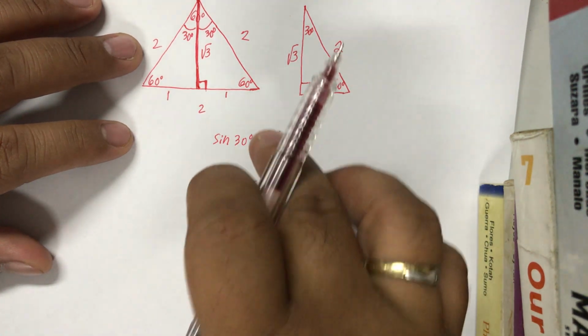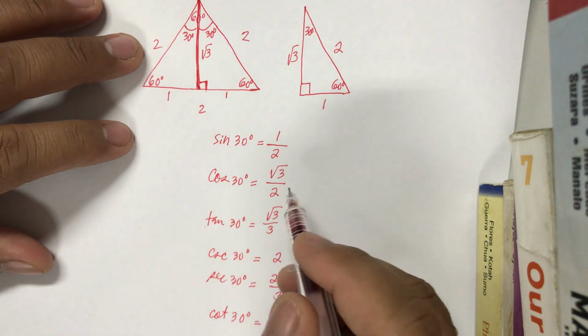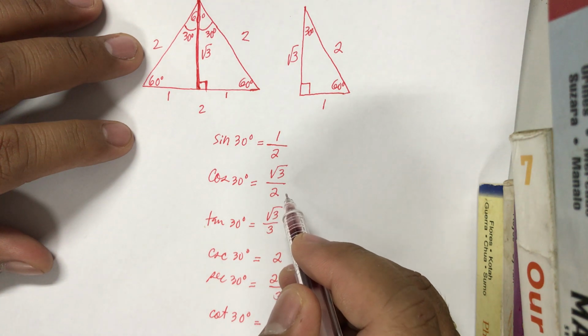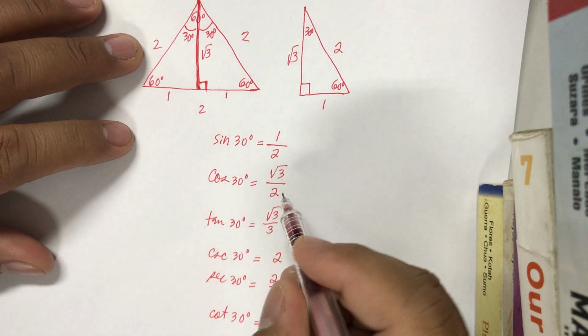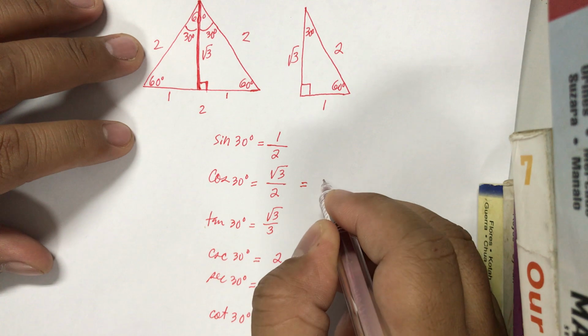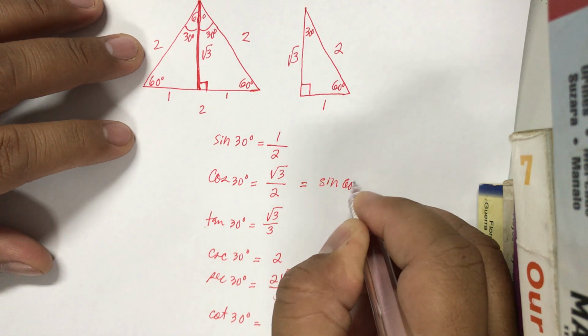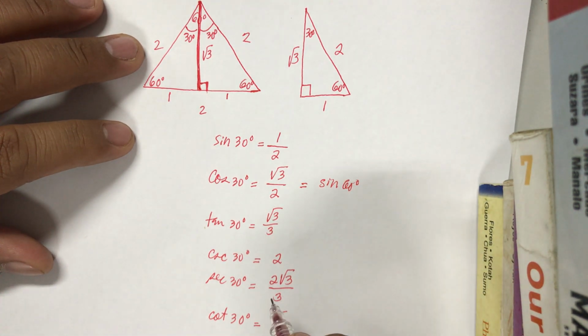Where have we seen square root of 3 over 2 here? Right, square root of 3 over 2 is equal to cosine of 30 degrees. Isn't it? But that means cosine 30 degrees is equal to sine 60 degrees. Because, again, they are co-functions. Sine, cosine, they are co-functions. 30 plus 60, 90. Indeed.